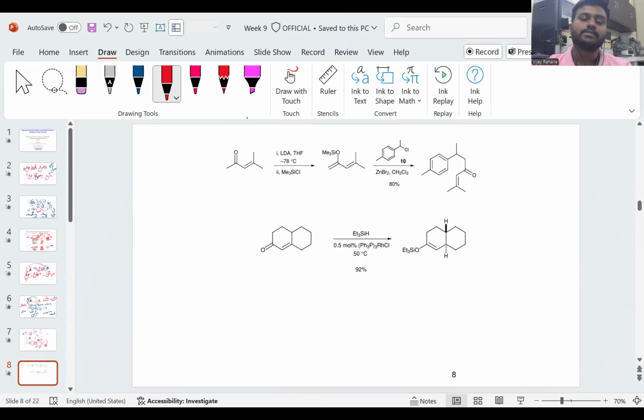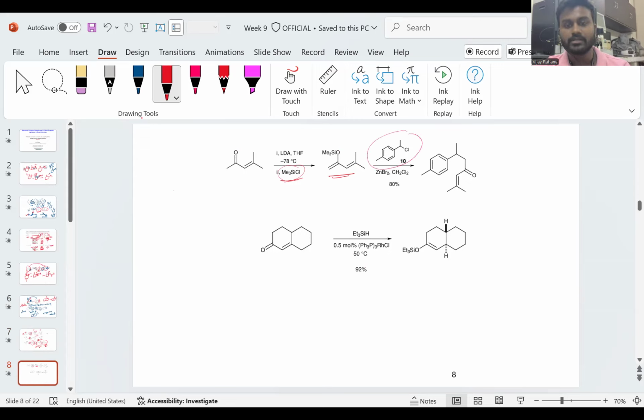Another example here is the alpha beta unsaturated ketone. So here we have the alpha beta unsaturated ketone. What does it form? Upon abstraction of the proton with the LDA, it forms this enolate, and upon treating with trimethylsilyl chloride, it gives this silane. This is the product.